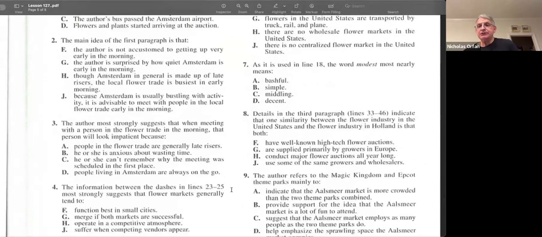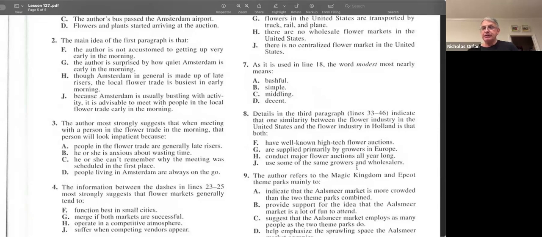8, details in the third paragraph, line 33 through 46, indicate that one similarity between the flower industry in the United States and the flower industry in Holland is that both have well-known high-tech flower auctions, are supplied primarily by growers in Europe, doesn't say that, conduct major flower auctions all year long, use some of the same growers and wholesalers. This is the right answer.